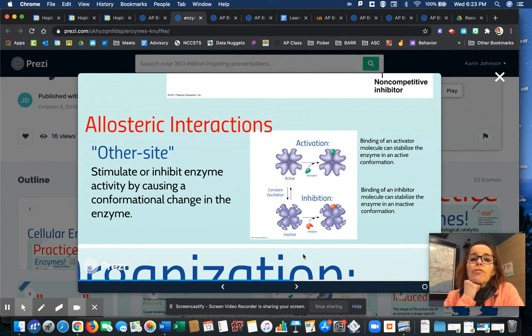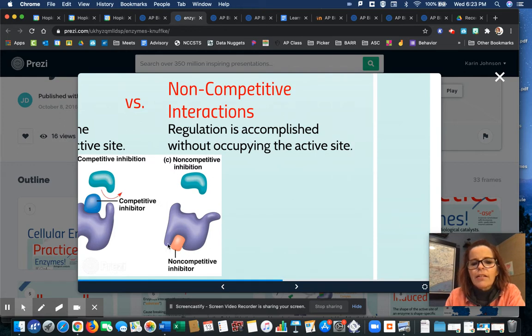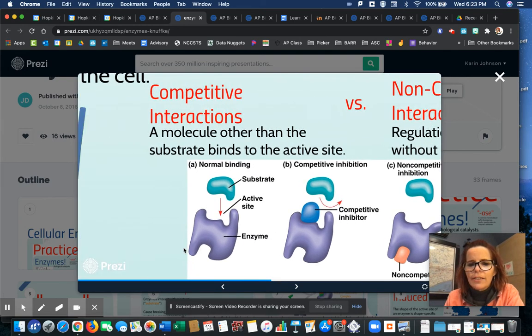Let's talk about allosteric sites. An allosteric site is a site other than the active site. That's what we just saw in the non-competitive inhibitor. Let me back up again. This would be considered an allosteric site. This is the active site. This is an allosteric site. Oops, I'm going the wrong way.